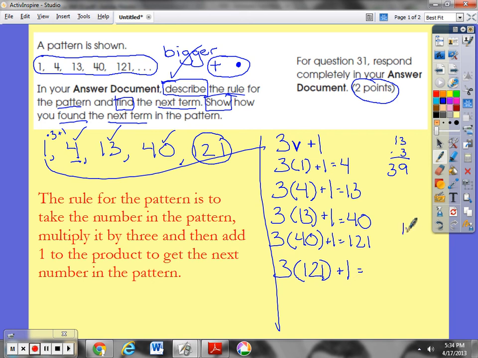So I go 121 times 3. I could do it to the side here. 3 times 1 is 3. 3 times 2 is 6. 3 times 1 is 3. I then add, cannot forget to add that 1, so plus 1. The next term will be 364. I may even circle this, so whoever's scoring this, it draws their attention to that. Okay, let's take a look at that one more.